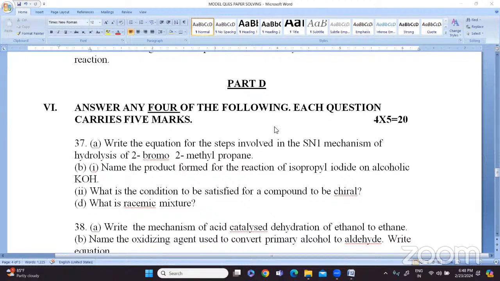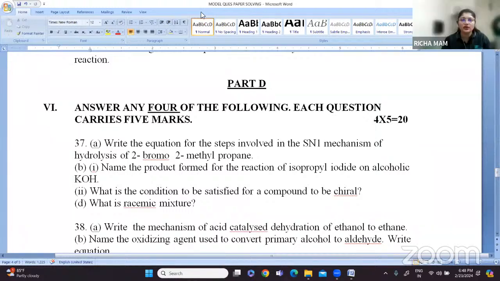Part D is organic chemistry. This part D will be completely from organic chemistry. So 20 marks. If you are good in organic chemistry, you can directly get 20 marks from this part D. Okay, so we'll start with the questions.